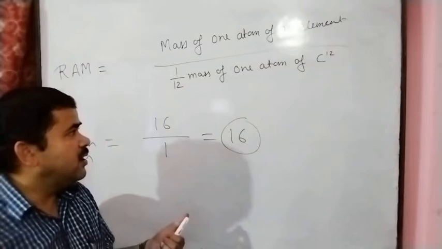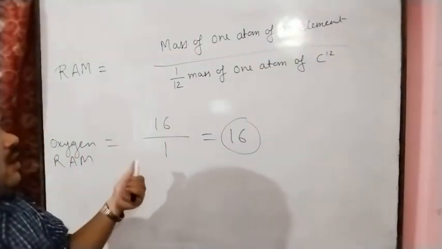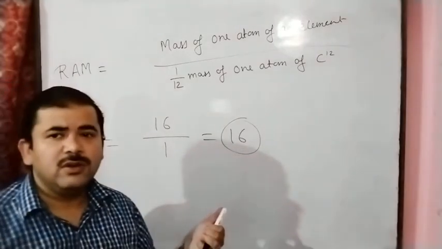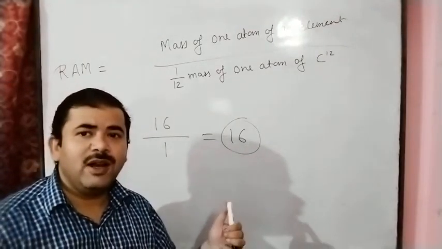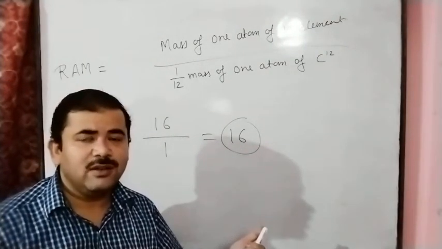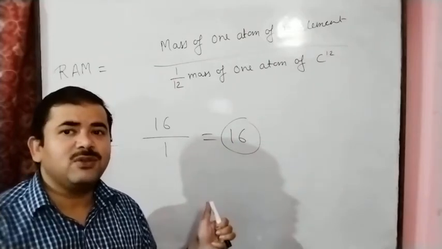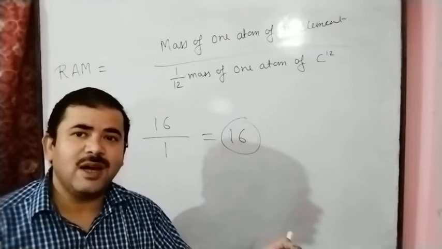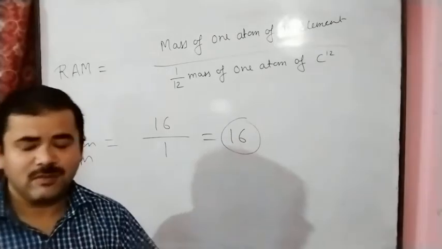In the same manner, if we take another element, sodium, one atom of sodium has a mass of 23. So sodium is 23 times heavier than 1/12th the mass of one atom of carbon 12.